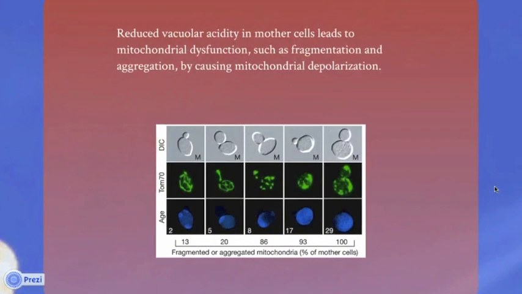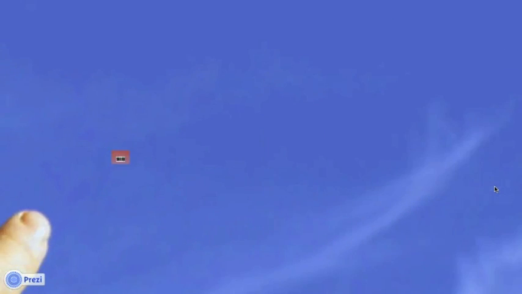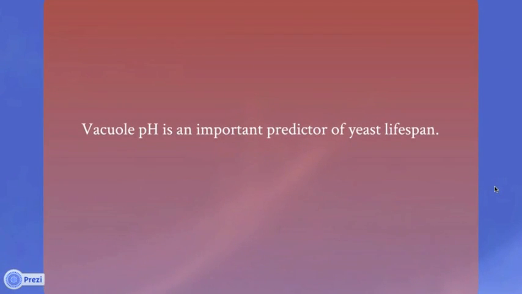Now that we know more about the levels of acidity in cells over time, let's focus more on vacuolar acidity and how it affects the mitochondria. In this experiment, Hughes and Gottschling used an enzyme inhibitor called conc-A to block VATPase from working, thus lowering vacuolar acidity. In just 30 minutes, they saw mitochondrial depolarization followed by fragmentation and aggregation. Additionally, they found that pH is an important predictor of lifespan, using conc-A again to inhibit VATPase in yeast cells. They found that these yeast cells had shorter lifespans.